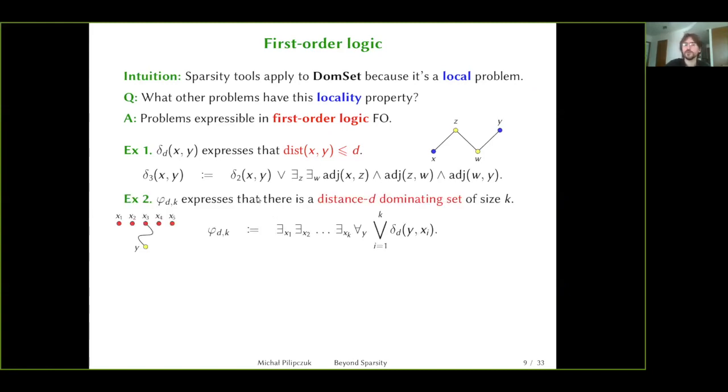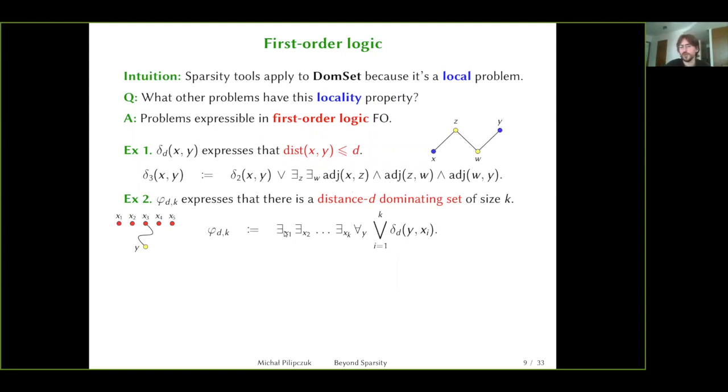Then, for instance, I could write a sentence, so a formula without free variables, without this X and Y, that expresses that in a graph I have a distance D dominating set of size K. How would I do it? I would just say there is a first vertex, there is a second vertex, there is a K-th vertex from my dominating set, such that for every vertex Y, it is at distance at most D from one of the X's. So now I wrote this formula phi of D, K based on the formula delta D. You can see more or less all the features of first order logic that you can use.